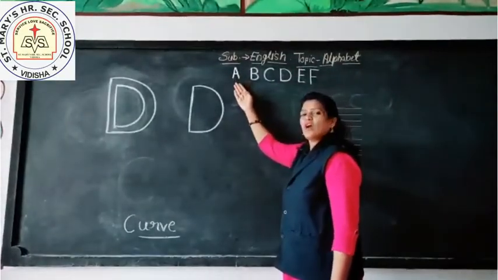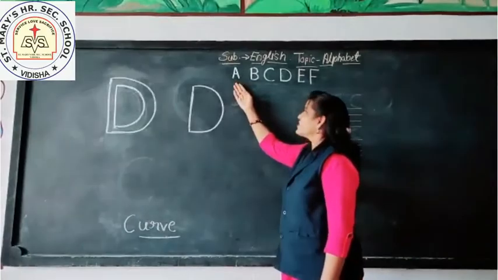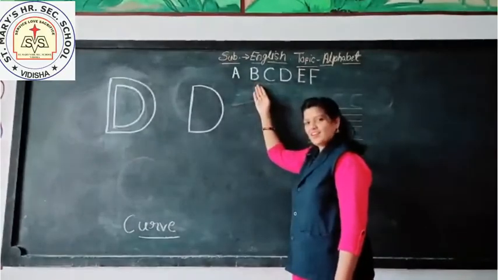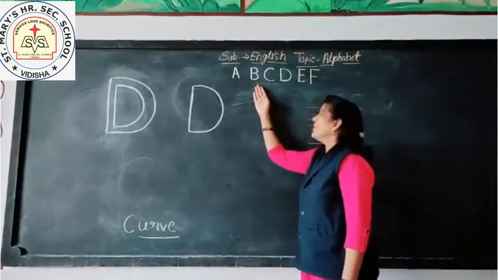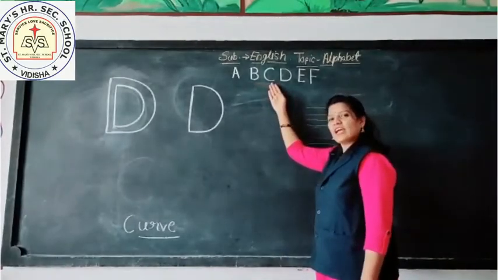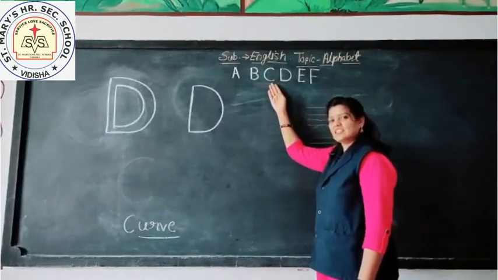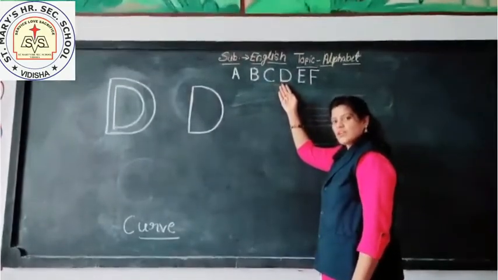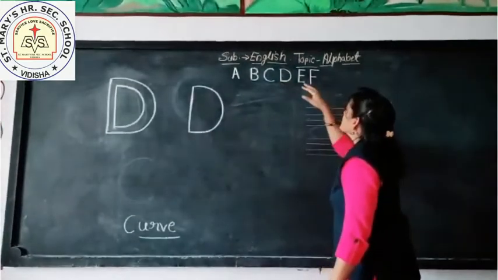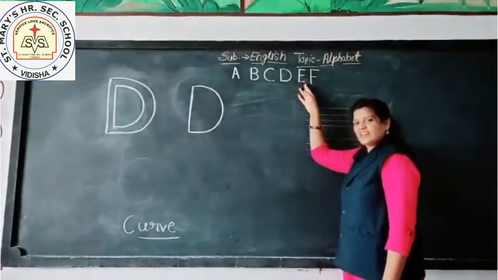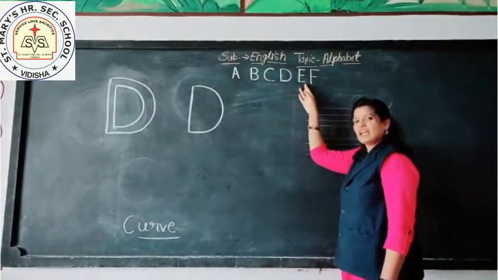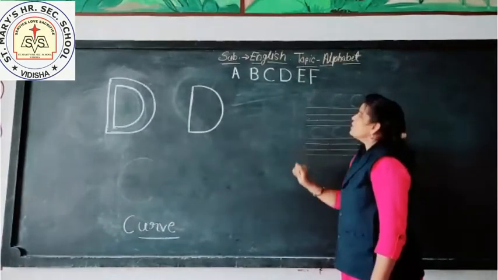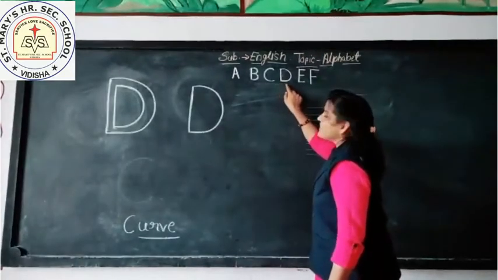A is for apple. B is for ball. C is for cat. D is for dog. E is for elephant. F is for fish.